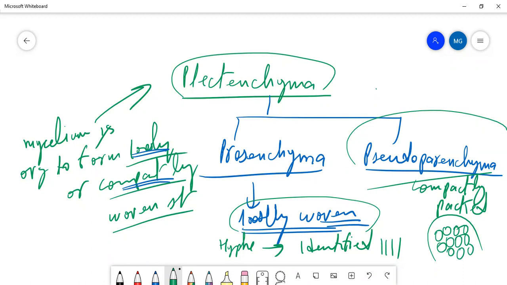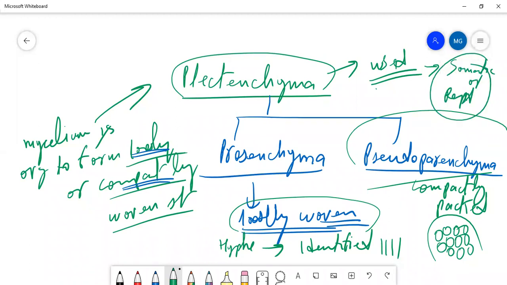Now, this plectenchyma is basically used to form different somatic and reproductive structures. Plectenchyma can be used to form either reproductive structures or somatic structures. Now which structures are these? This is important. Which structures are formed of plectenchyma? We have two such important structures which are formed out of this plectenchyma.